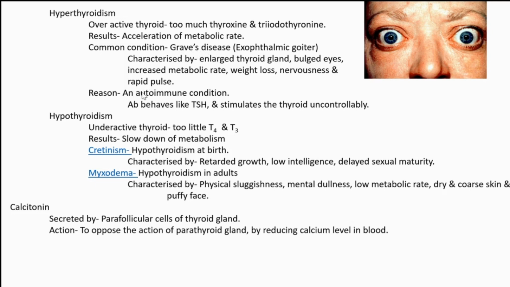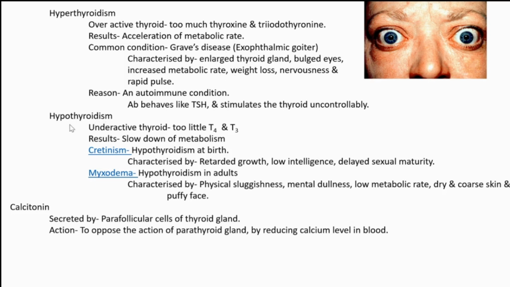Then what's the reason? The reason is mainly an autoimmune condition. That means our body's immune system itself considers our body as its enemy. In such conditions, our body's antibody behaves like TSH, thyroid stimulating hormone. And what is the function of thyroid stimulating hormone? It stimulates the thyroid uncontrollably, even though there is enough thyroxine and triiodothyronine. As a result, the size increases and all these effects may happen.